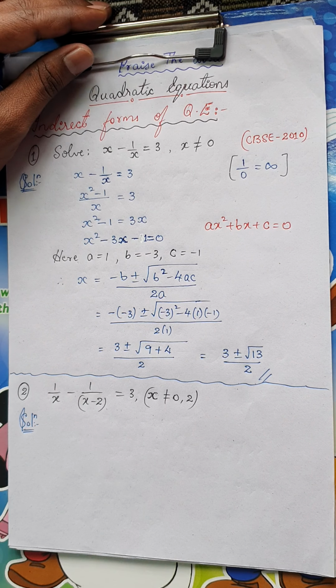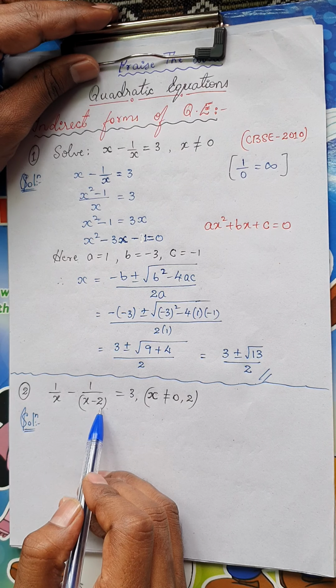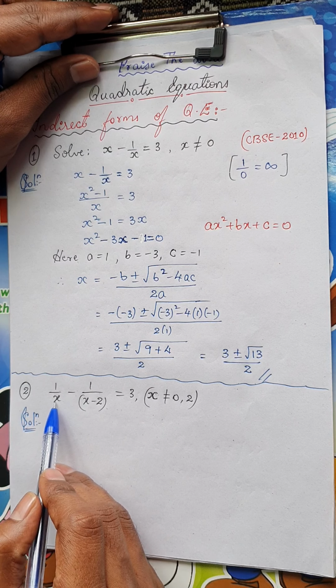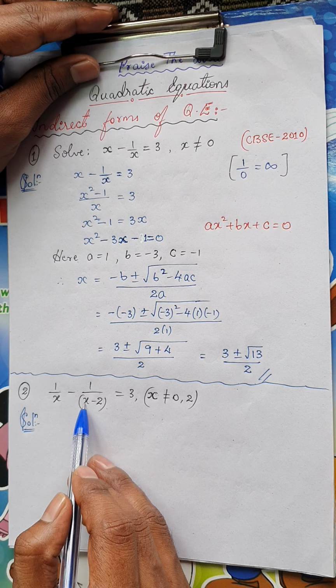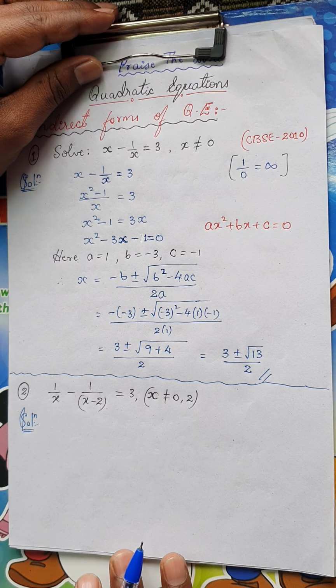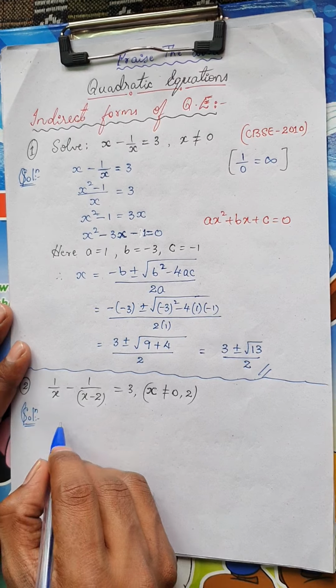Now consider the next question. The question goes like this: 1 by x minus 1 by x minus 2 is equal to 3. The condition is, you can see here, x should not be equal to 0, and if you put x as 2, x minus 2 will be 0, so x cannot be 2 also. Okay, now this question is an NCERT textbook question. We shall solve this.